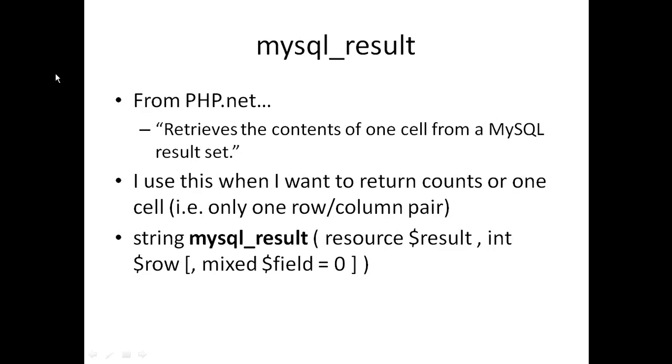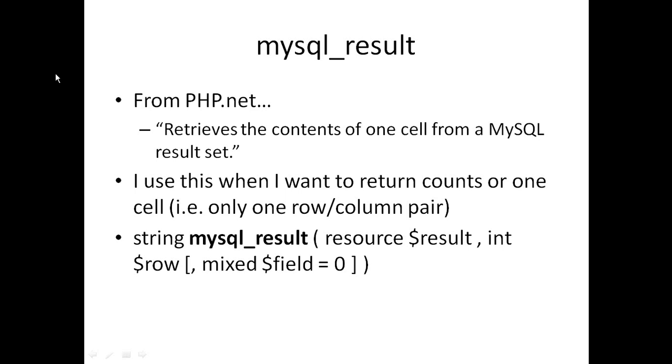Now we'll talk about different ways you can get the data from the MySQL result that comes from mysql_query. One way is to use mysql_result, which from php.net says retrieves the contents of one cell from a MySQL result set. I use this function when I want to return counts or one cell. So in other words, one row-column pair from a MySQL database.